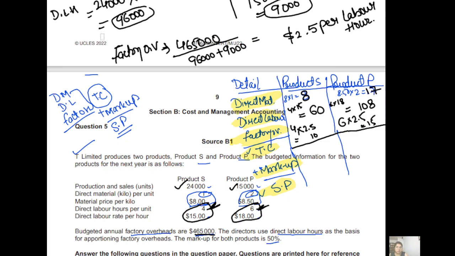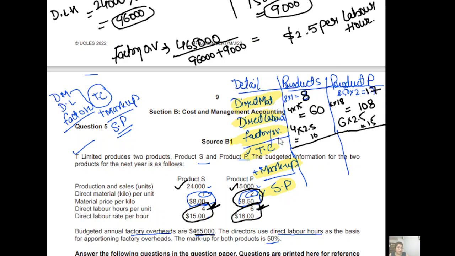After that, direct material is already given to you: 8 per kilo, and per unit we require 1, so 8 times 1 is 8, and here 8.50 into 2 is 17. Direct labor information is also given per unit and per hour: 4 times $15, then 6 times $18. So we calculate direct labor this way.